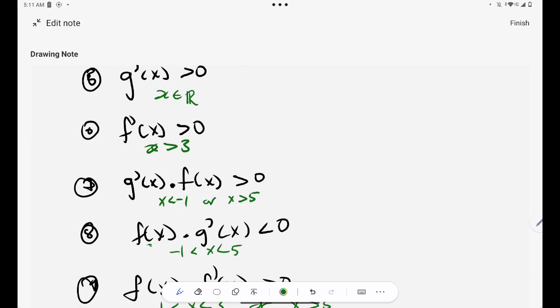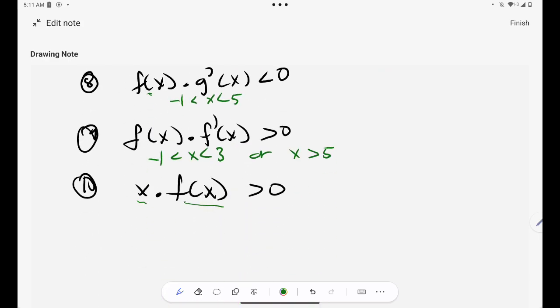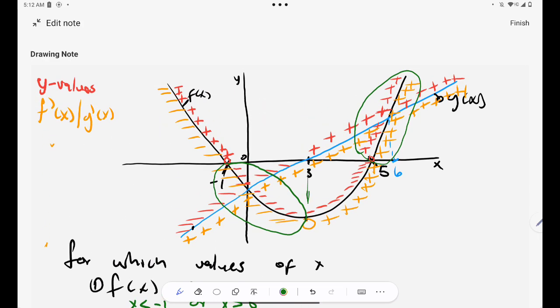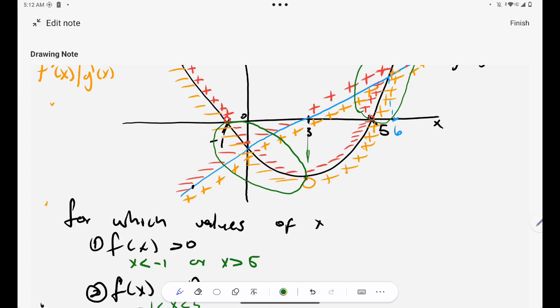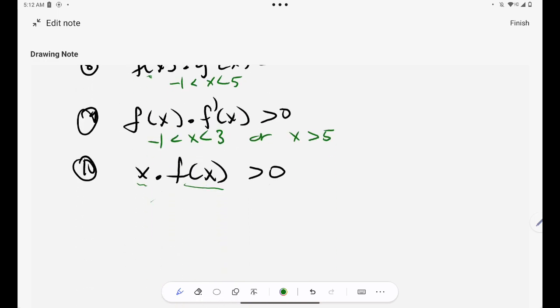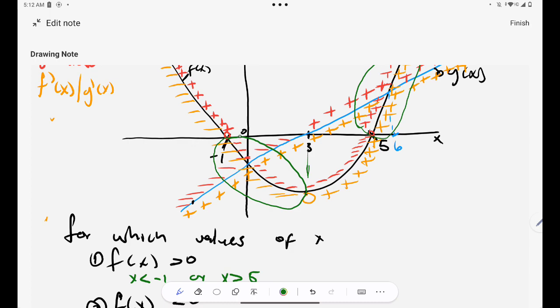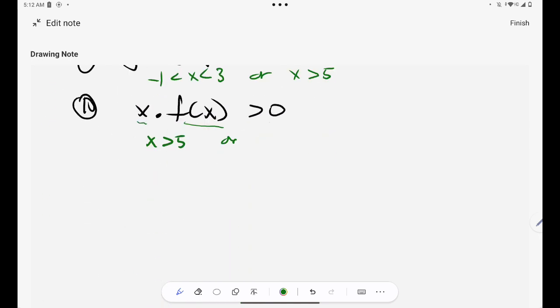Okay, now I'm focusing on the last one. X and y, their product will give me a positive answer. That means both x and y are positive, or both x and y are negative. I know that both x and y will be positive when x is greater than 5, because I'm focusing on the curve. When x is greater than 5, both x and y are positive, or they are both negative in this smaller space here. They are both negative. So I'll say when x is between -1 and 0.